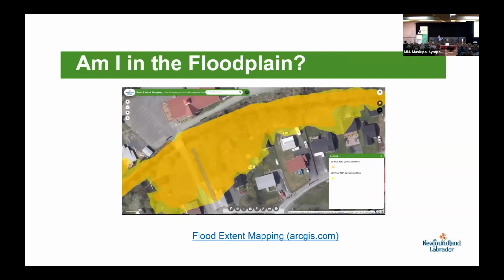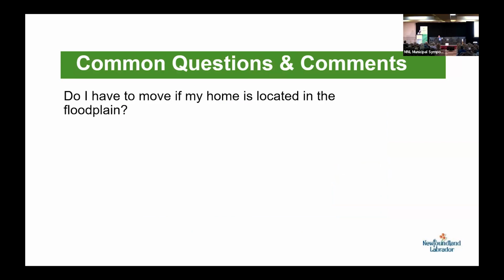The big one people want to know is, residents in your communities, am I in a floodplain or not? It's pretty easy. You just go to our land use atlas or our flood extent mapping application. You can search in your address and find out if you're in a floodplain or not. So there's a property that's in a 1 in 20 year flood zone. That's a kind of a concern. But here's another property where only half of it is in the 1 in 100 year flood zone and half of it isn't. So it's important for people to know where they are, if they are in a flood zone.